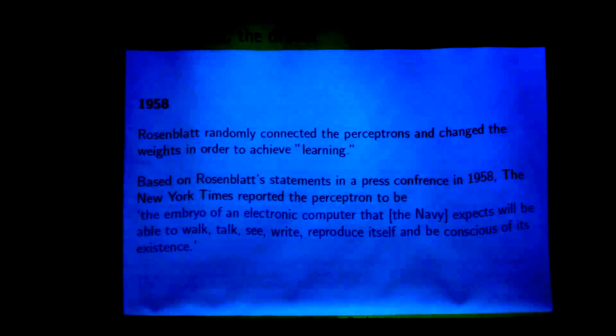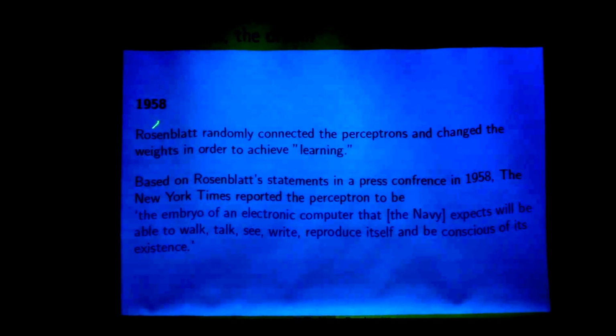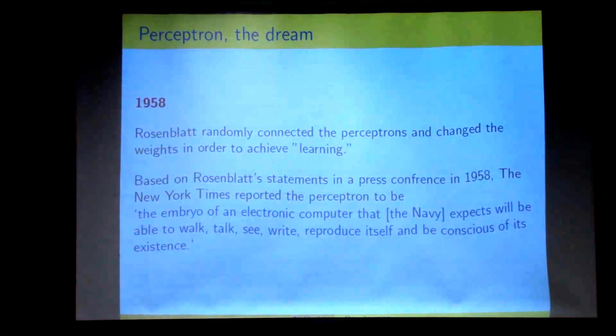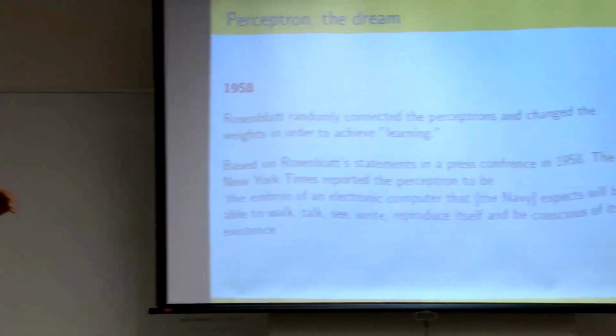But this is from the New York Times in 1958, based on an interview with Rosenblatt, that the belief was that they created the embryo of an electronic computer that is expected to be able to walk, talk, see, write, and even reproduce itself and be conscious of its existence. It was the belief that they solved artificial intelligence, and the perceptron is basically what it's supposed to do. So there were big dreams about perceptrons in many news reports, that this type of robots, this type of machines, and so on and so forth, were going to happen soon.